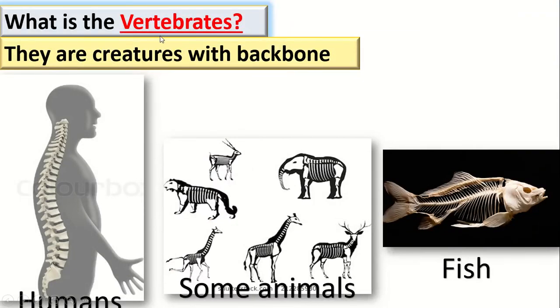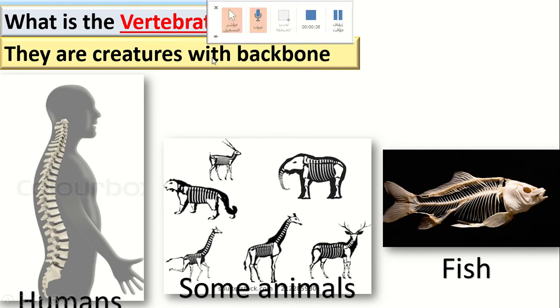What is the invertebrate? What is the vertebrate? Vertebrates are creatures with a backbone. What's the meaning of creatures? Creatures mean anything Allah created. Anything Allah created is called a creature, like a human or an animal or a plant. So we are creatures.